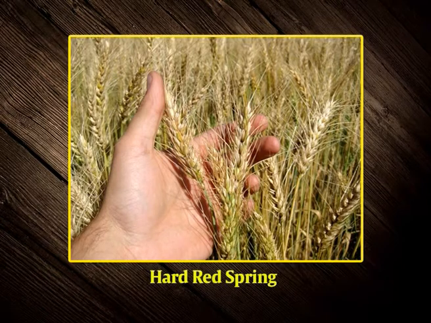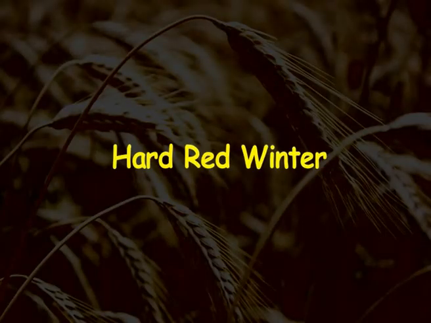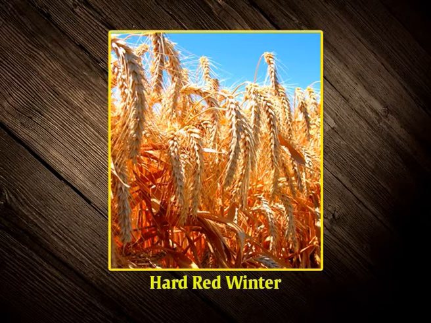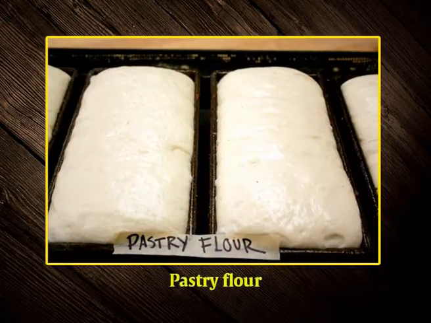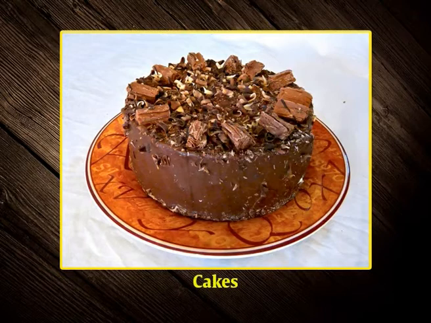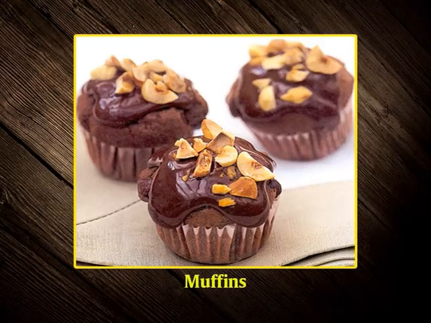Hard red spring: hard brownish high protein wheat used for bread and hard baked goods. Hard red winter: hard brownish mellow high protein wheat used for bread, hard baked goods, and as an adjunct in other flours to increase protein, as in pastry flour for pie crusts. Soft red winter: soft low protein wheat used for cakes, pie crusts, biscuits, and muffins.